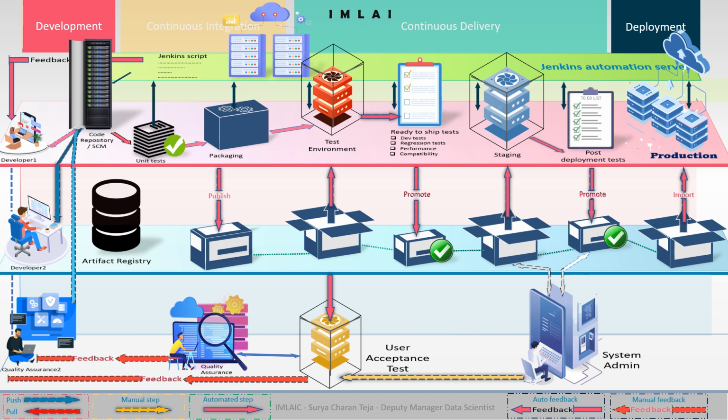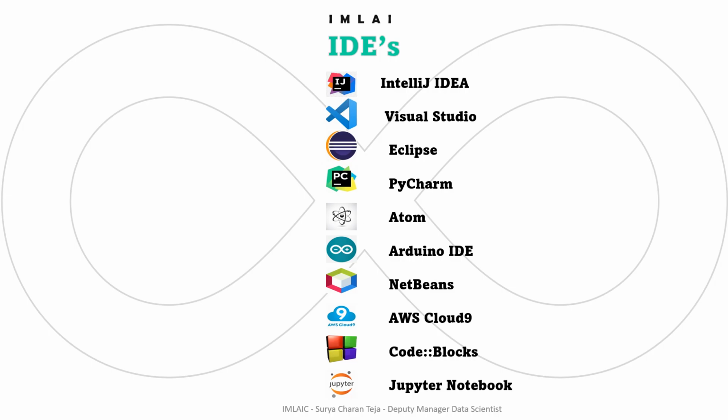So we have seen the detailed explanation of DevOps manual and DevOps automated. So now we will look into each stage of DevOps and what type of tools that we use. What are all the tools that are available in the market? And we'll look into each of that ahead. So in the development phase, we'll begin with the IDEs.